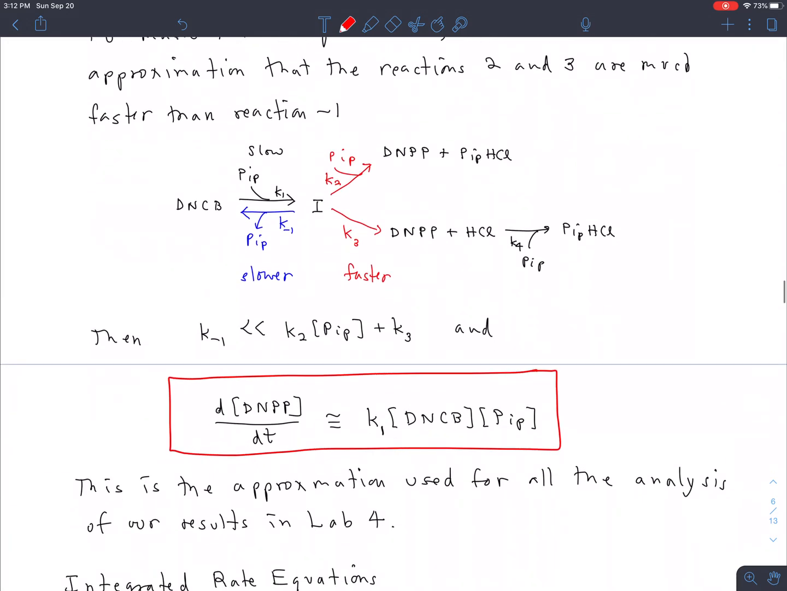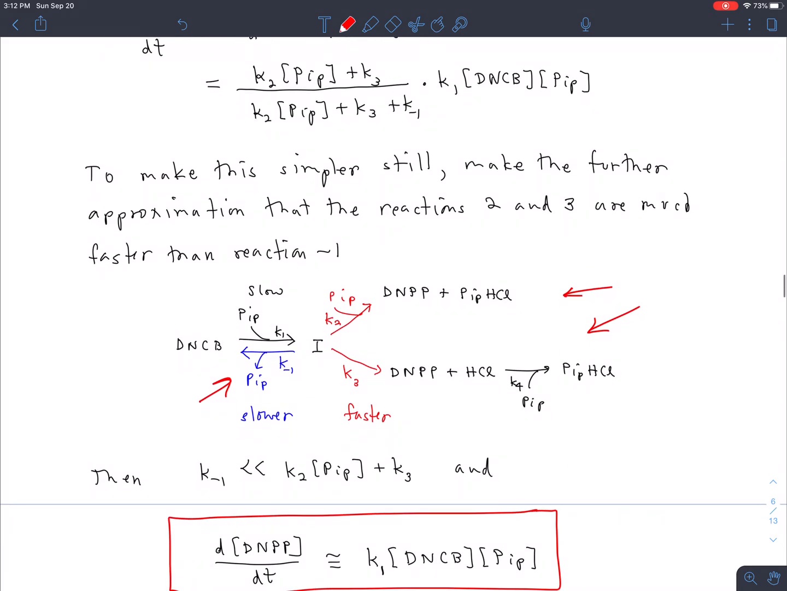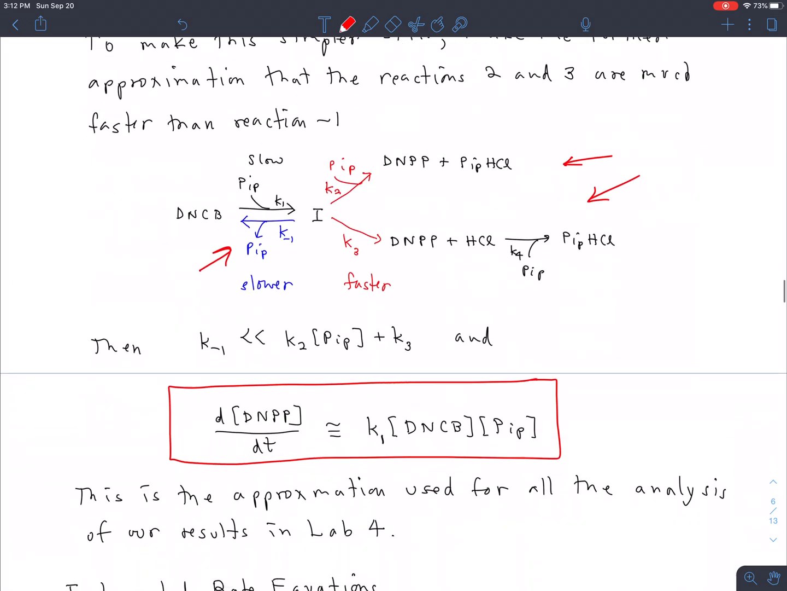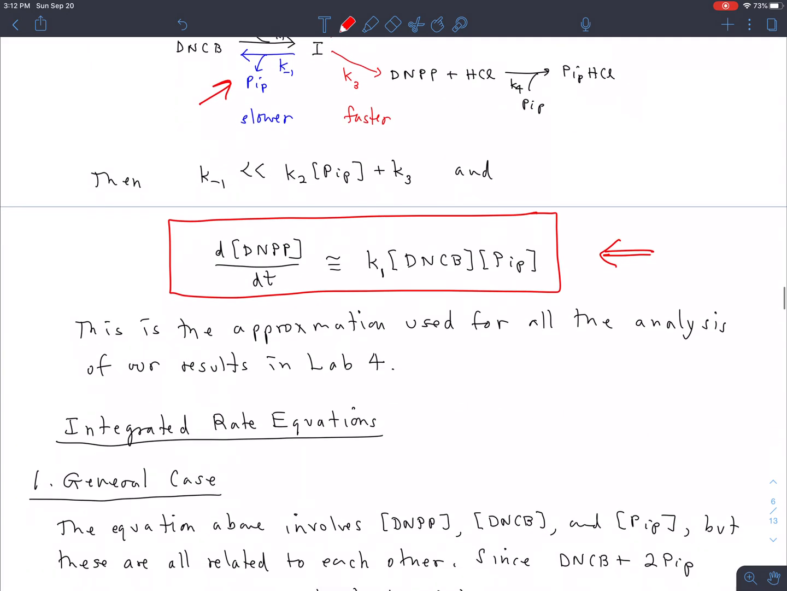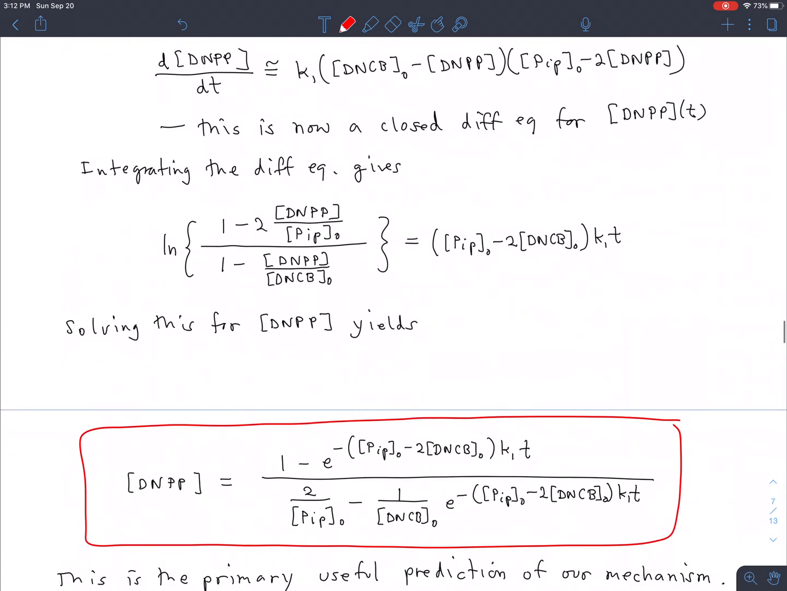And the second thing we're going to do is assume that this back reaction is very much slower than the forward reactions. And once you make both of those approximations in this mechanism, then this relationship, which comes from the steady state approximation, boils down to this quite simple relationship, and after that it's a matter of solving a differential equation. We will do that, and let me show you what the final answer is.